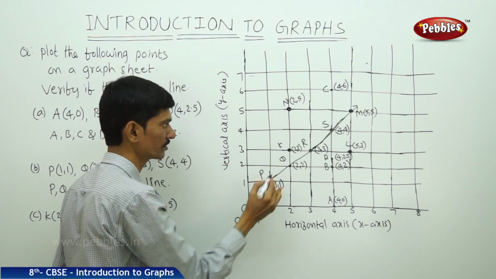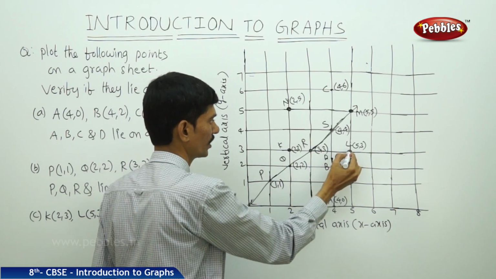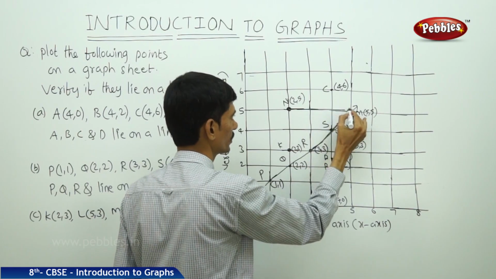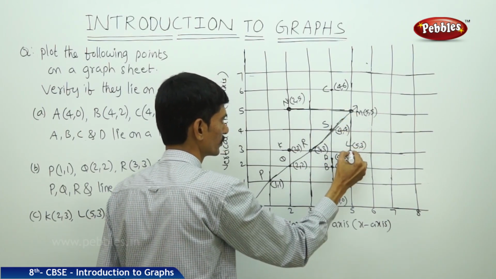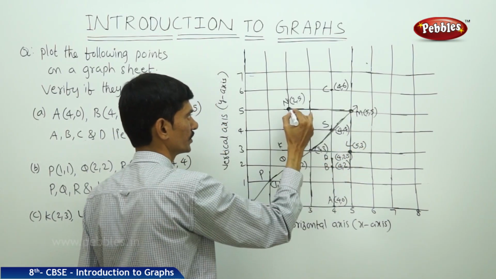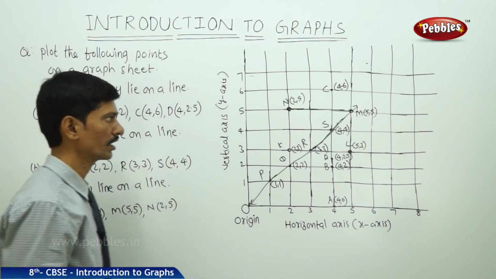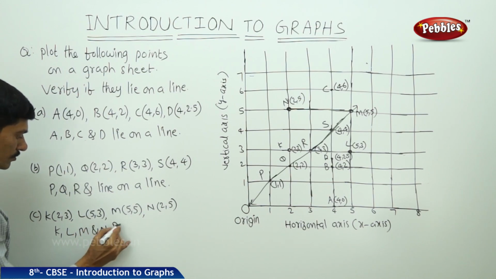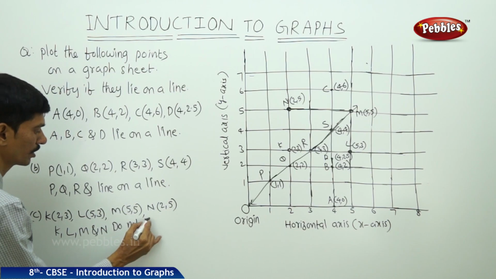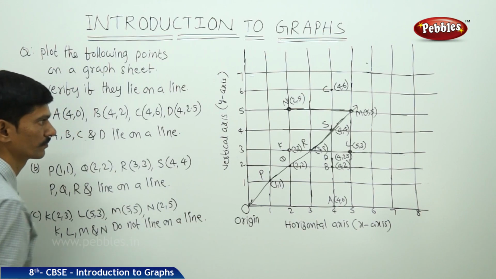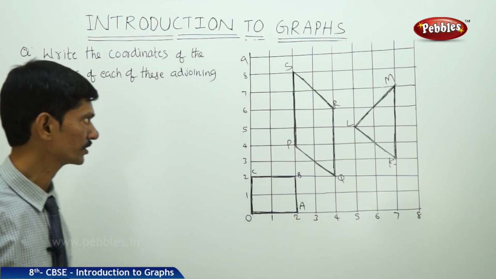Now observe the 4 points K, L, M, N. So these 4 points do not lie on a line. So we can write that K, L, M and N do not lie on a line. Let us solve the next question.